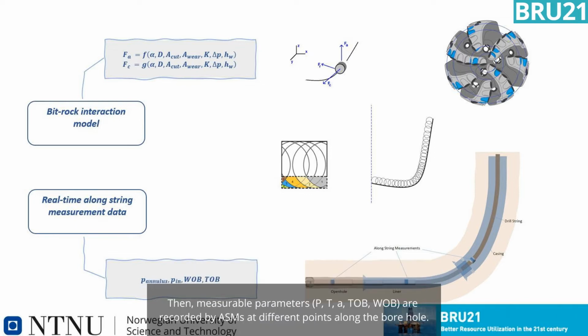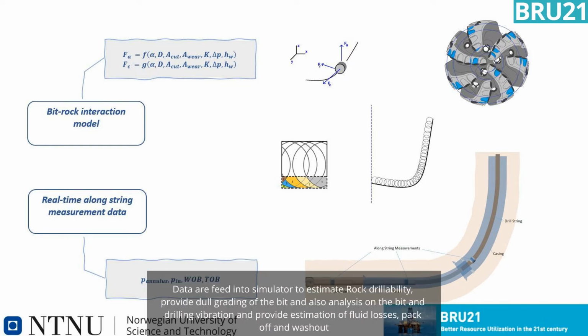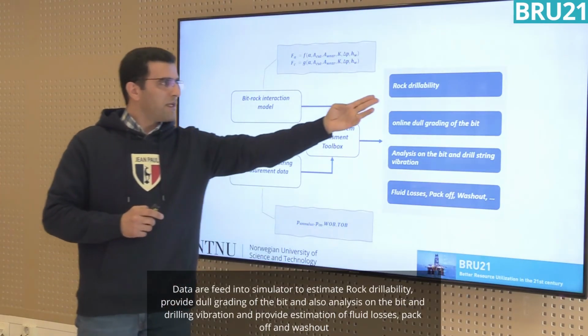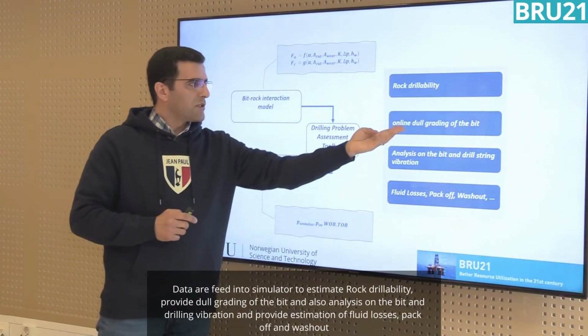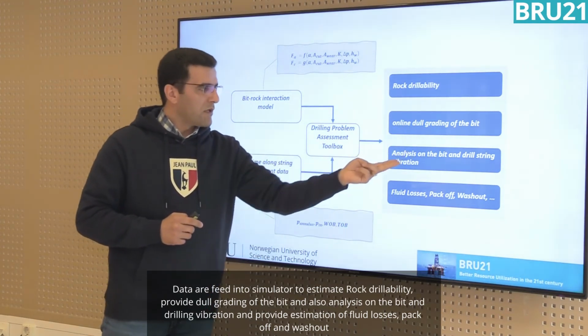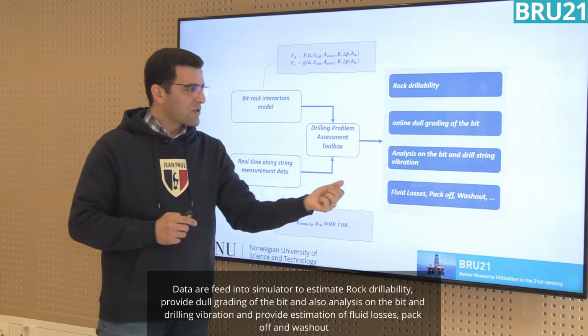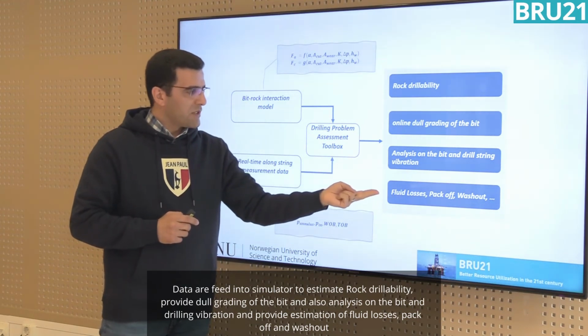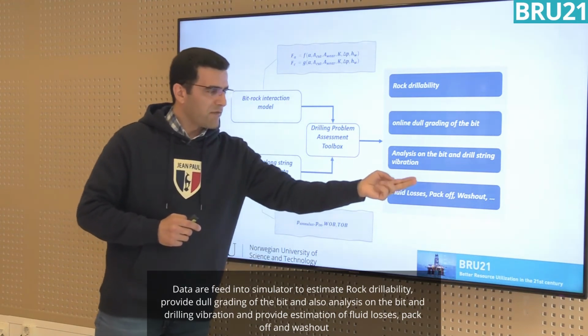Then measurable parameters like pressure, temperature, vibration, torque on bit, and weight on bit are recorded by ASMs at different points along the borehole. Data are fed into the simulator to estimate rock drillability, provide online dull grading of the bit, and also analysis on the bit and drill string vibration, and also provide estimation of the fluid losses, pack-off, and washouts.